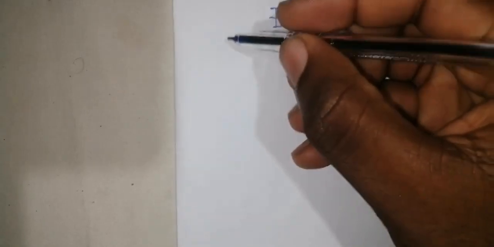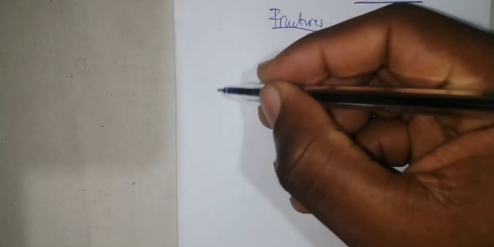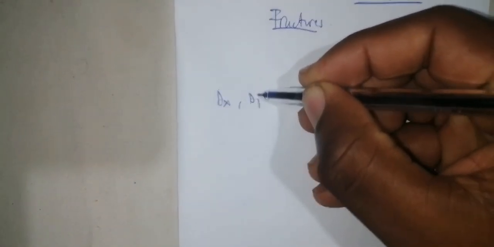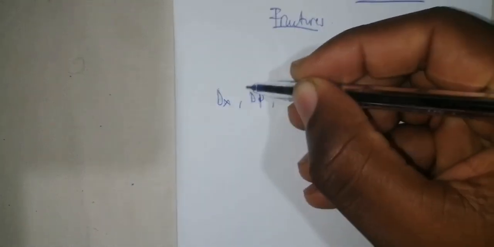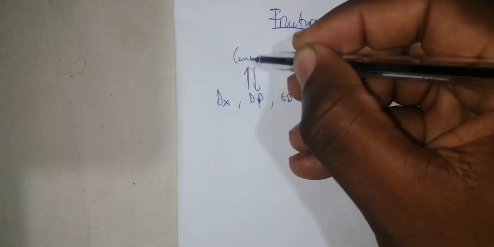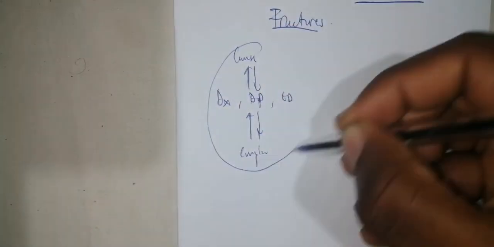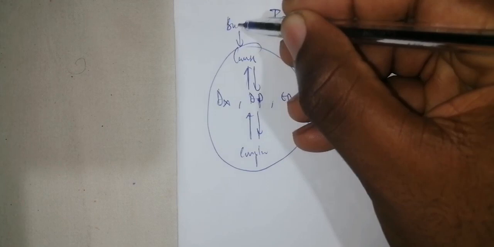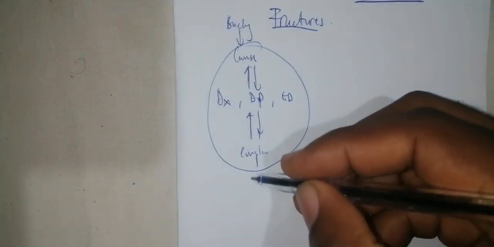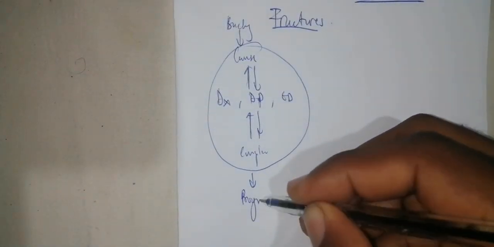Now, in fractures, you're going to use the SchrDbb algorithm, where you're going to see the disease, the differential diagnosis, the endemic disease. Then you're going to have the cause, the complication, the background, and then lastly, you have the prognosis.